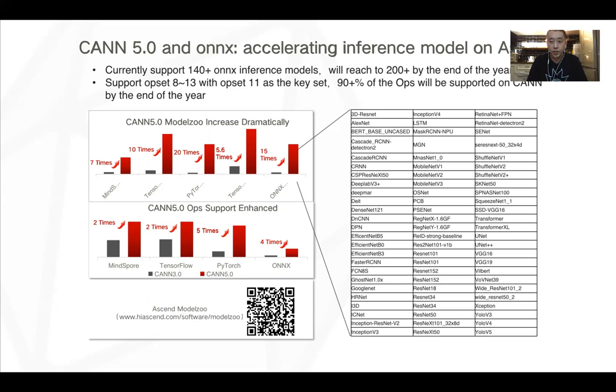And from the figure, you can see that from the 5.0 version to the earlier 3.0 version, we have a dramatic increase in performance. And you are more than welcome to check out our model zoo and the ONNX models we have been building upon CANN.